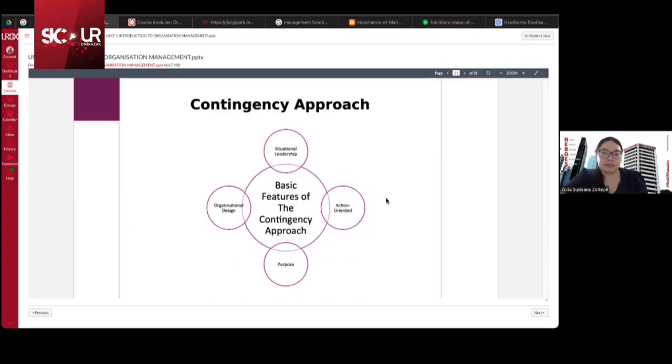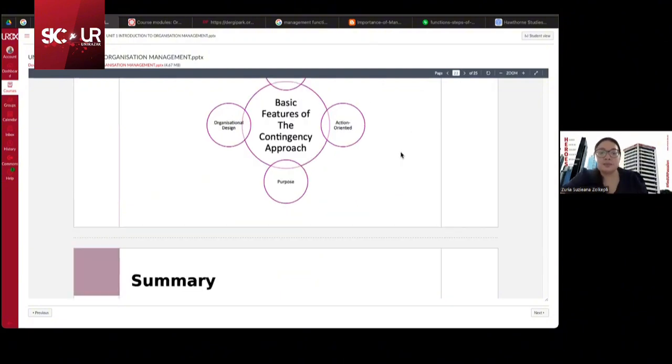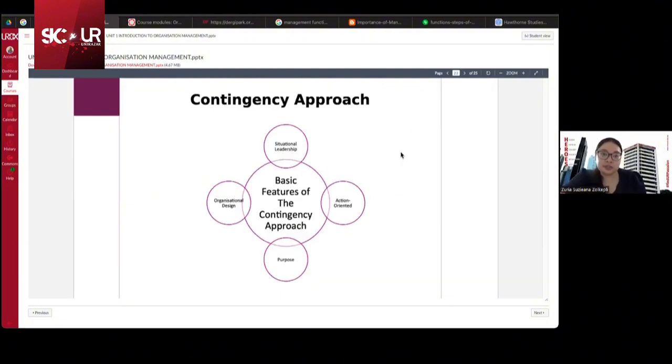All right, I think this is the last slide. For the contingency approach, we are going to learn later about situational leadership, organizational design in the organization chapter, and then action-oriented, and the purpose of the company, what kind of vision and mission the company wants to achieve.